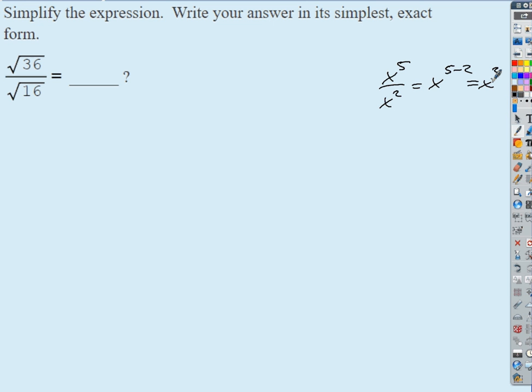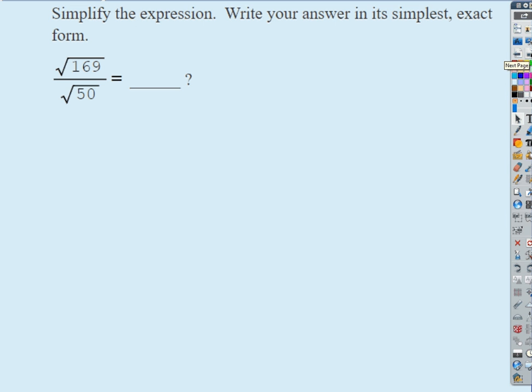What's the square root of 36? 6. What's the square root of 16? 4. And what is 6/4 reduced to? Done. Easy, right? Not all that easy, though. Sometimes we get problems like this.